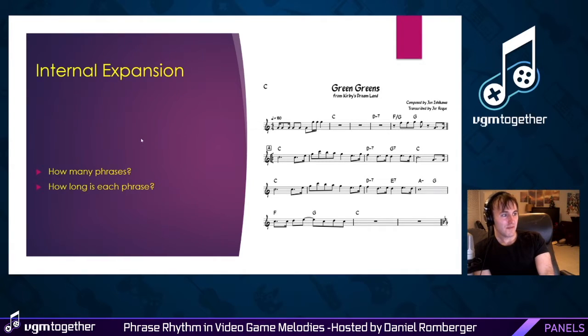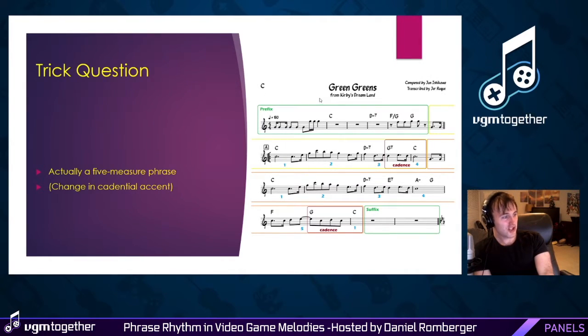So, once again, 2 phrases. We have a prefix that introduces the first one, but in this case, it's a bit of a trick question. It's actually a 5-measure phrase. It's not really expansion through repetition. It's not really a parenthetical insertion. Sometimes it can just be a 5-measure phrase.